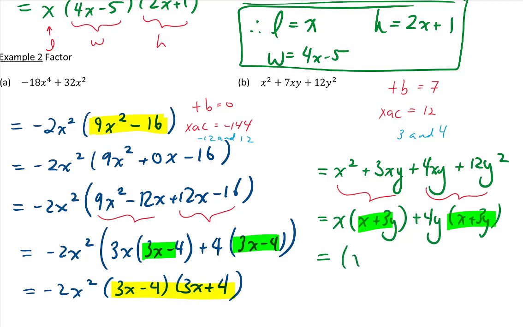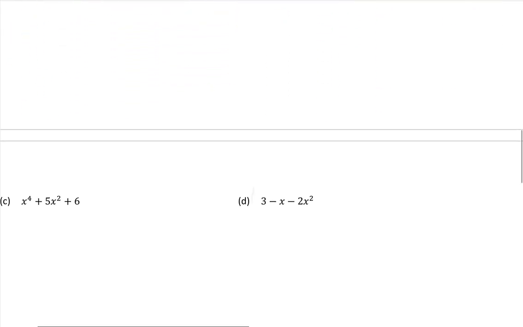Taking out the common factor of x plus 3y leaves us with x plus 4y. So there's our factored form when we have an x squared, an xy, and a y squared in the quadratic expression. All right, let's look at some other ones.